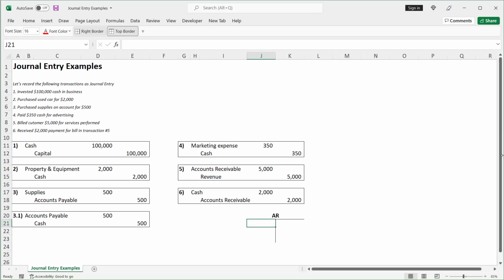If you draw a little T account for accounts receivable, when we bill the client, they owe us $5,000. And when we credited accounts receivable in transaction number 6 for $2,000, we will show it here. This way, the balance that the client owes us after that is $3,000.